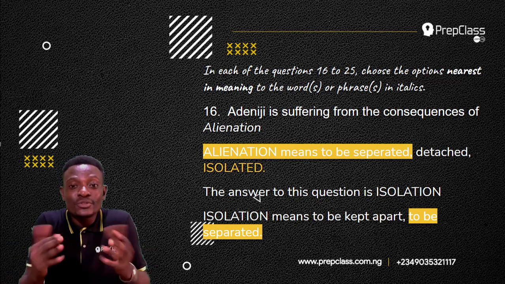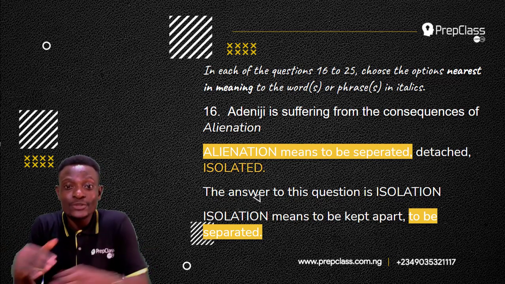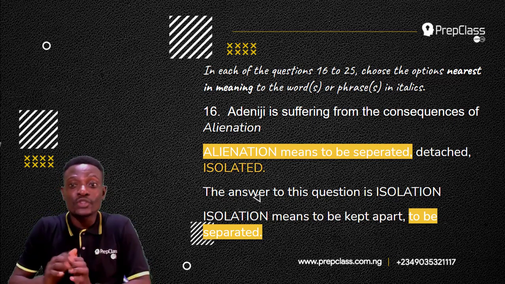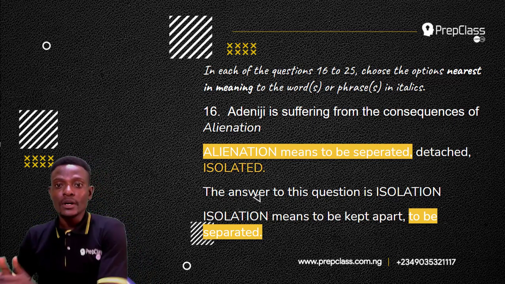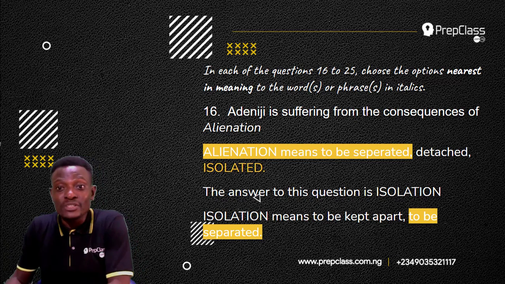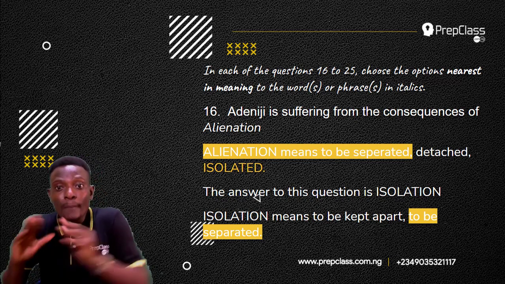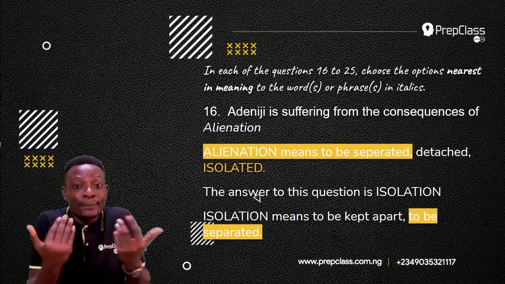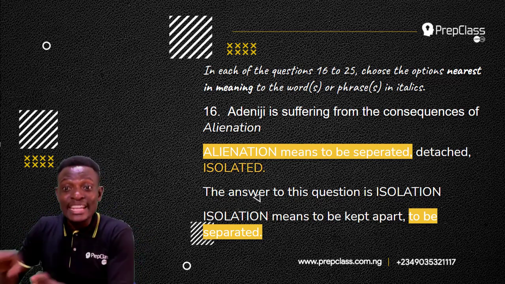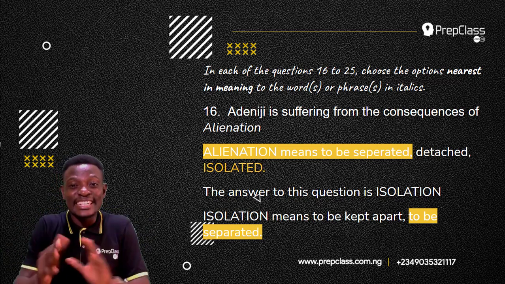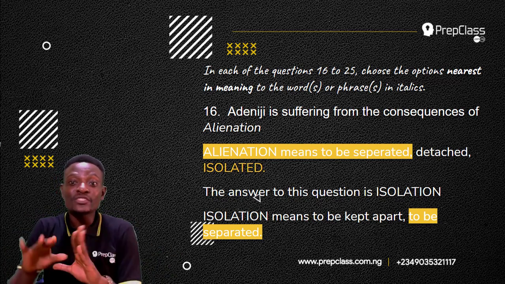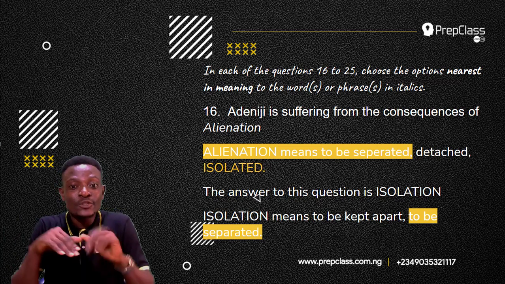Maybe identity does not even have friends. He does not have friends, is always alone, is always separated. When he goes to school, he's always on his own. So probably there were some informations that needed to be passed across, but identity did not get those informations because he's always separated. He's always detached from people. Identity is suffering from the consequences of alienation. Alienation means to be separated, to be detached, to be isolated.